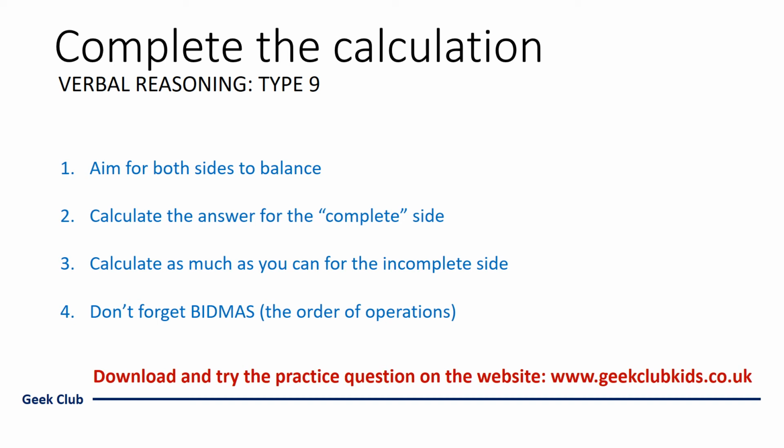And that's it for this question type. You can see it's basically a maths question, but the aim is for both sides of the equal sign to balance out. So the left-hand side and the right-hand side need to equal the same thing. We need to calculate the answers for the complete side and calculate as much as we can on the other side to make a really straightforward calculation that helps us find the unknown number. But don't forget, when you do mathematical questions, you need to remember BIDMAS, the order in which you do calculations. So anything in brackets needs to be done first, and dividing and multiplying needs to be done before addition and subtraction.